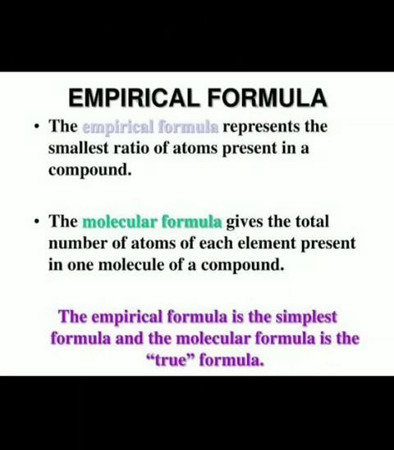But molecular formula means what? It gives the total number of atoms of each element present in one molecule of a compound. But empirical formula means the smallest ratio, that means the smallest number of elements present in that molecule of a compound. But molecular formula means the actual number of elements present in that molecule of a compound. So let's see how you will calculate that empirical formula.